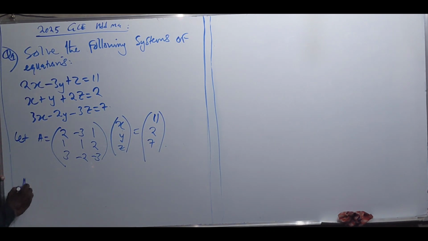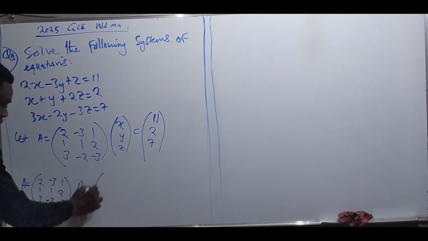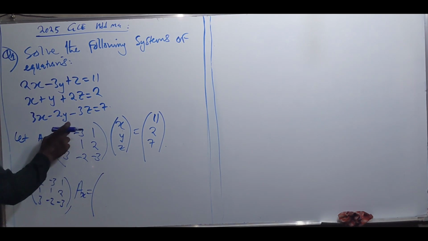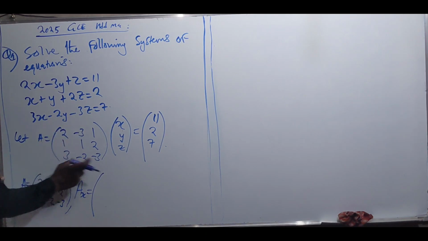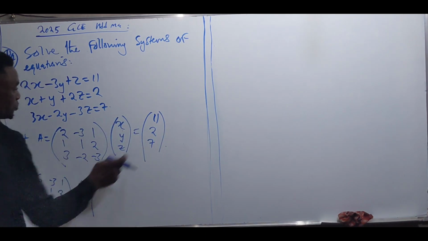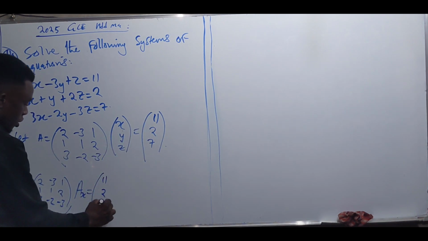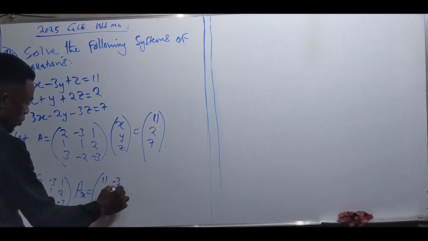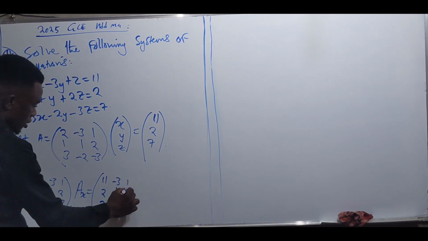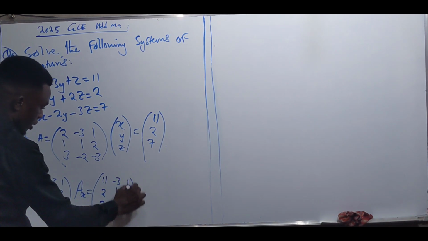So our A in this case is this one: 2, 1, 3; negative 3, 1, negative 2; 1, 2, negative 3. Then the augmented matrix A with respect to the x values, we just substitute the coefficients of x with these values. Then we have 11, 2, 7, negative 3, 1, negative 2. These are maintained like that.